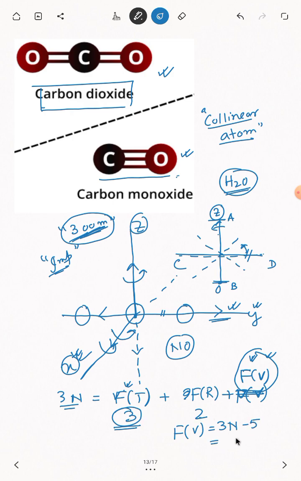that is, 3n minus 5 it will become. For whom is this? For collinear atoms. For DOF from now on, it will be determined by this formula, 3n minus 5.